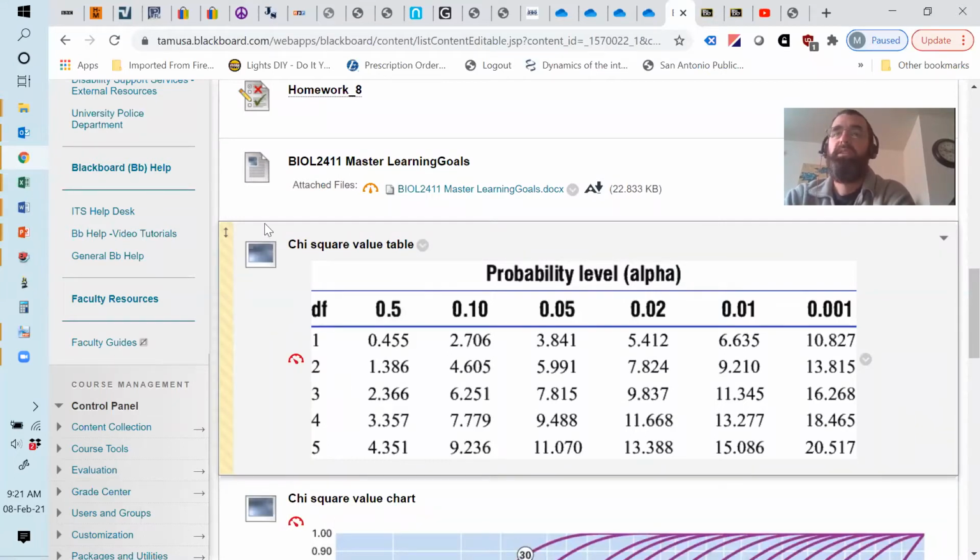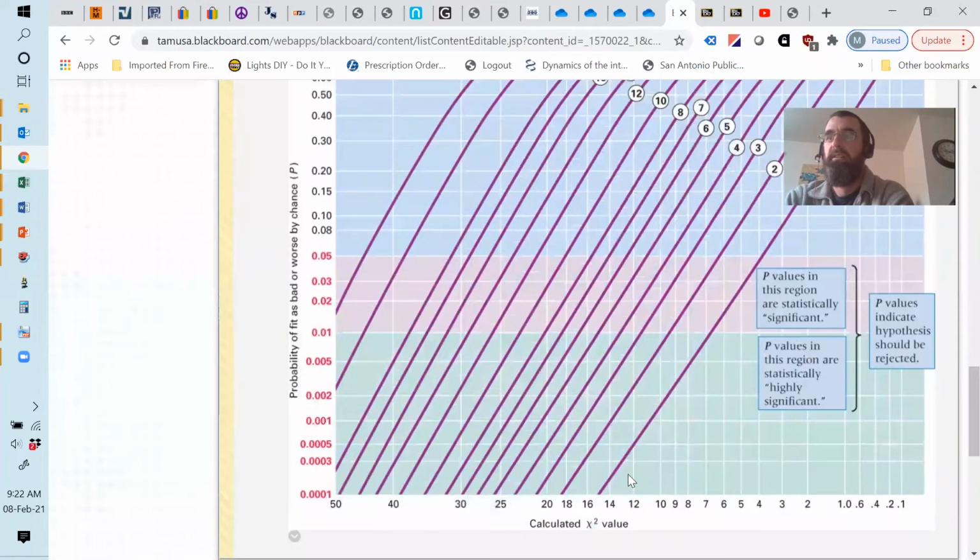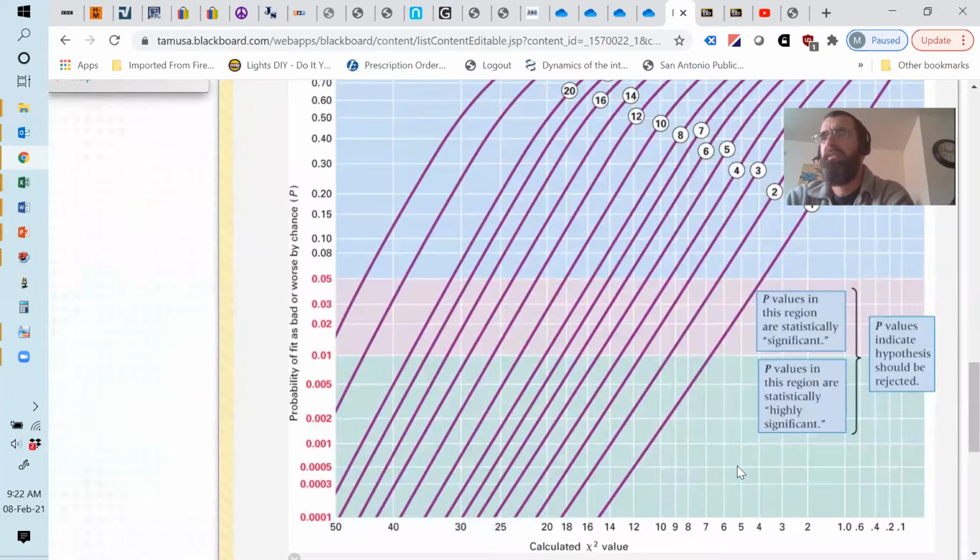Okay, so this is our chi-square value table. You can also use this funky chart thing down here, which if you give me a little while, I could figure it out.